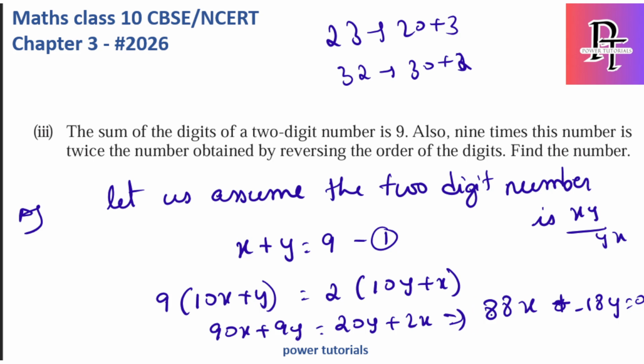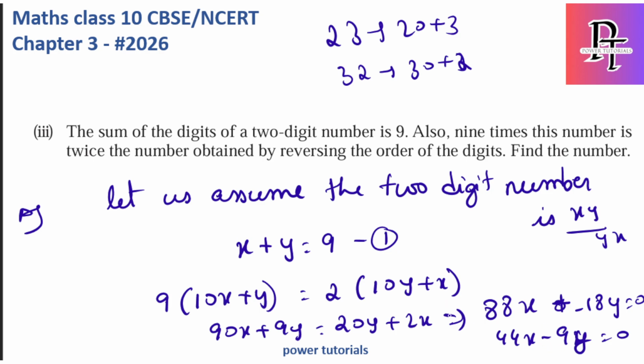Okay, so if I divide by 2, I will get 44x minus 9y is equal to 0. Let me just cross check. The sum of the two digits is 9, x plus y is 9. 9 times this number, 9 times (10x plus y), is twice the number obtained by reversing the digits. Okay, 20x plus 2y, 90 minus 2, 88x, 9 minus 20 minus 18. Okay, so till here everything is fine.